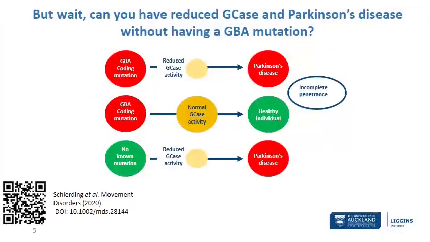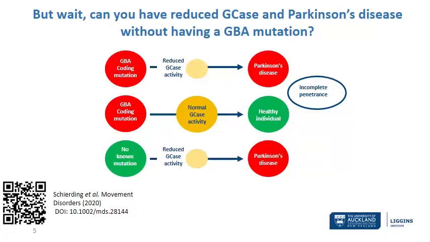But you can have reduced levels of the GCase without having any mutations inside the GBA gene itself, and you can still develop Parkinson's disease as a result of this. Why is that? Well, we think that basically the mutations inside the GBA gene are not fully penetrant. That is, if you have them, you don't necessarily have to get disease at all. And that may be because there are modifier genes, genes that are regulated to compensate for changes inside the GBA gene. And in this study, we basically looked for those modifiers.